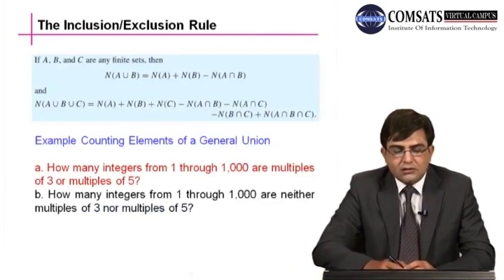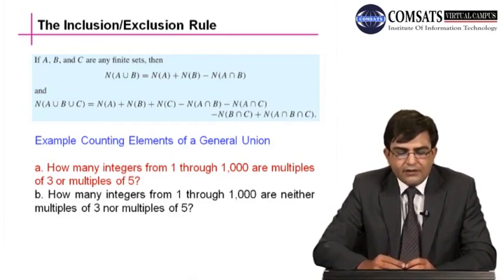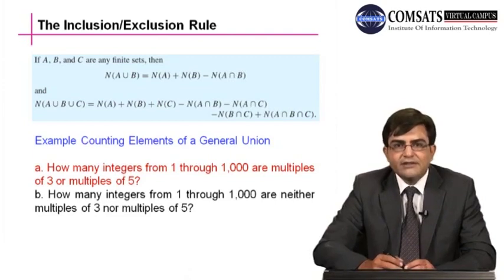Now, what is basically the inclusion and exclusion rule? This is basically an advanced version of the difference rule, in which there are common elements in the two sets A and B. If we are given sets A and B, which are finite sets, then the number of elements in A union B is equal to the number of elements in A plus the number of elements in B minus the number of elements in A intersection B.